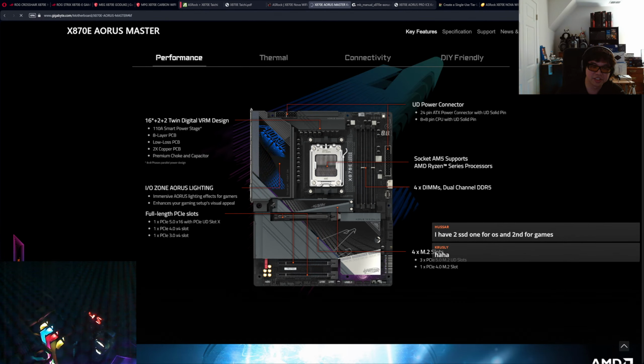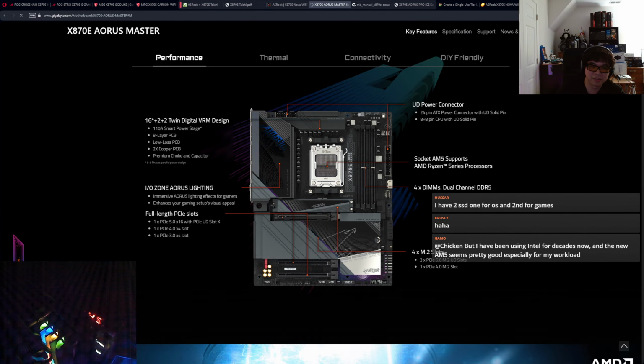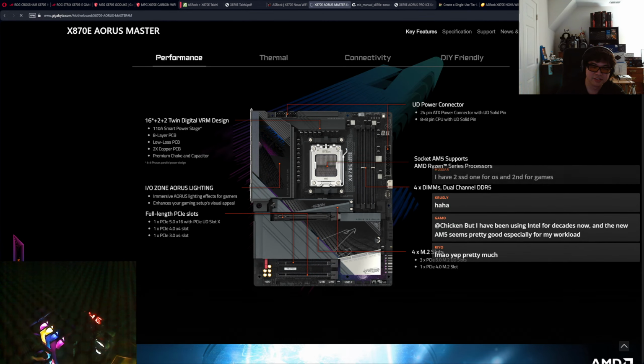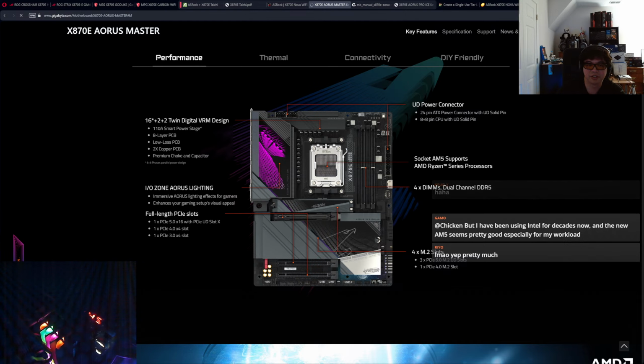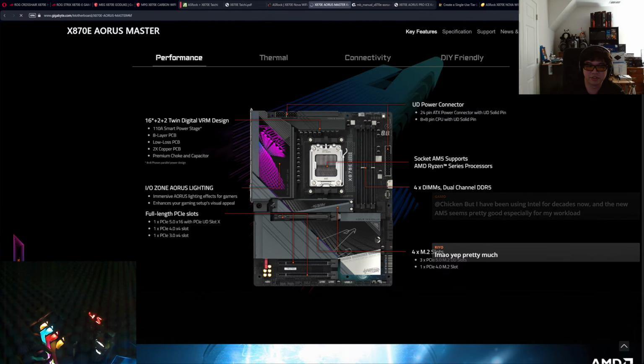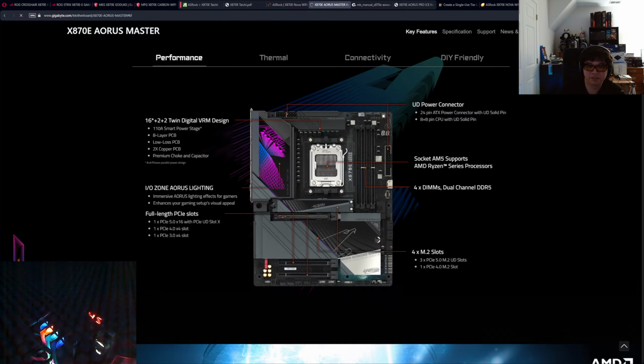You have 2 SSDs, 1 for OS and 1 for games. You might send me the Taichi Nova. Wow, yeah, wait, what? You have 2, 1 for OS and a second for games. Okay, yeah. I've been using Intel for decades now. The new AM5 seems pretty good, especially for the workload.